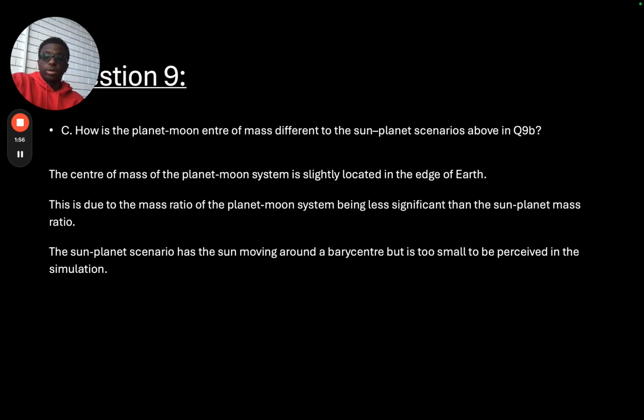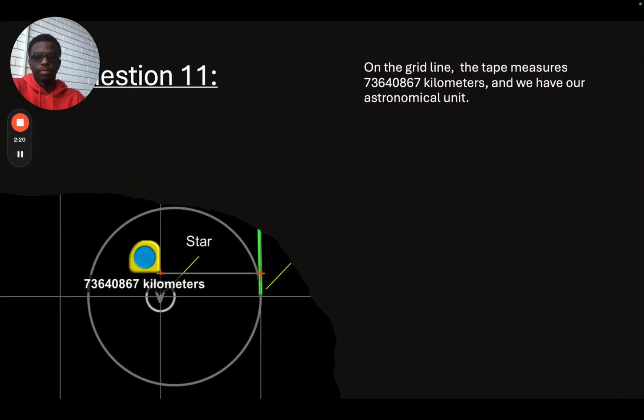The center of mass of the planet-moon system is slightly located at the edge of the Earth. This is due to the mass ratio of the planet-moon system being less significant than the sun-planet mass ratio. The sun-planet mass ratio has the sun moving around the barycenter. It is still oscillating around the barycenter, but those oscillations are very little. That's why it's not perceivable in the simulation.